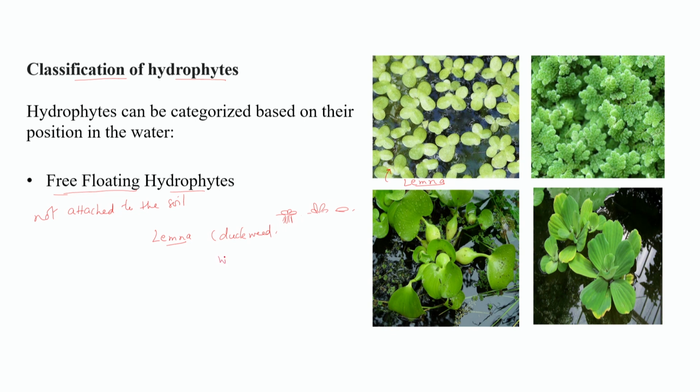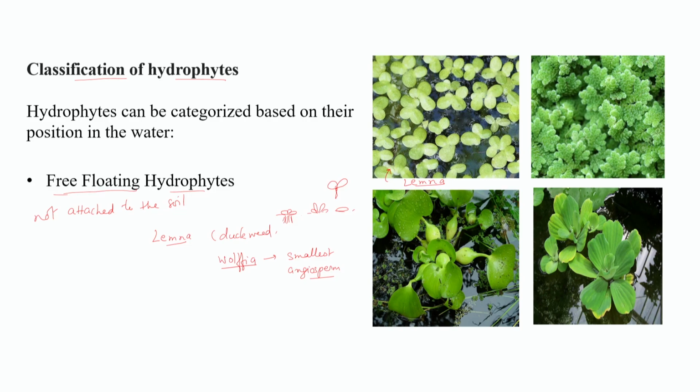You would have heard of Wolffia, which also comes under the category of free floating hydrophytes. This Wolffia is actually the smallest angiosperm. It also looks like Lemna but is much smaller. Basically, Lemna will have just 2 leaves and one root. You will not find a stem also. But this is all an angiospermic plant.